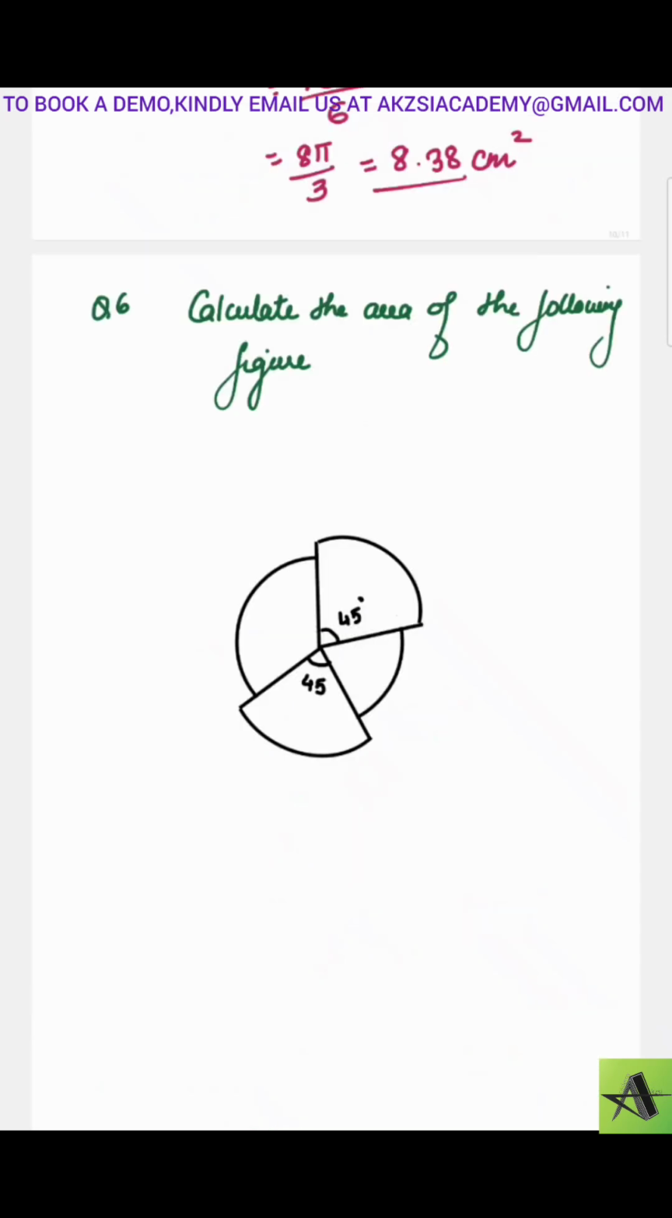Now, see this question. It says calculate the area of the following figure. It's given as a circle, then there are two different sectors, and the radius of each is given. The radius of this one is given as 4 centimeters, and for the smaller one, the radius is given as 3 centimeters. And now we have to calculate the area of this whole figure.